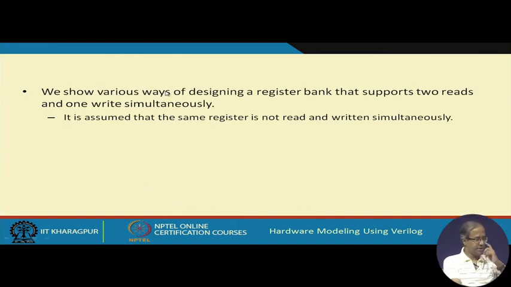We shall be showing some alternate designs of register bank which will support this kind of concurrent access, that means 2 reads and 1 write at the same time. And of course, I have made the assumption that the same register is not read and written together, because if it is, there will be some conflict.